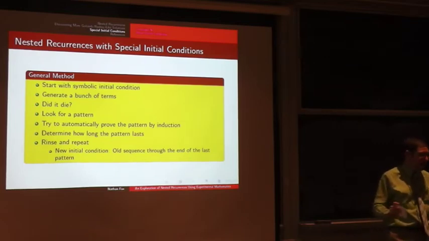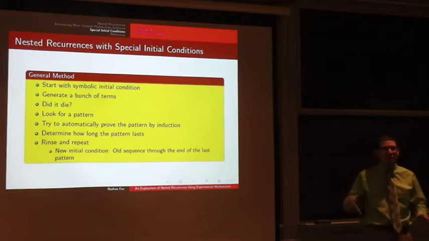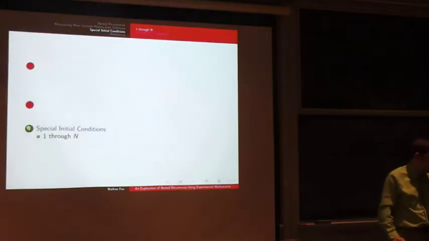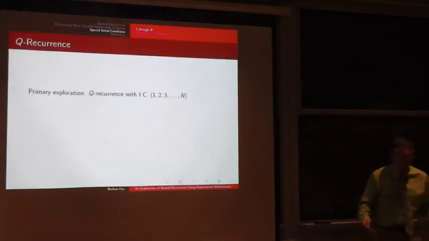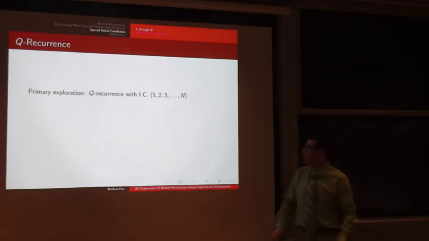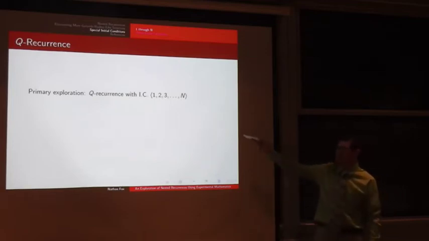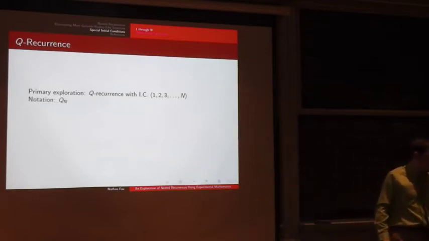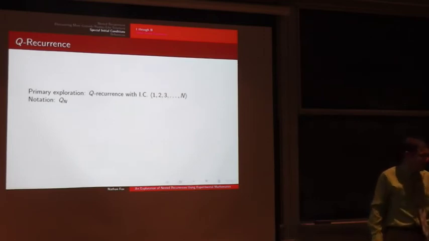So I actually did manage to sort of adapt my old methods to handle that a little bit, like specific cases. So I said assume 1 through n as your type of initial conditions. Now we're actually going to use 1 through n as our special type of initial condition. So we developed our method. Now we're going to use it here. So we're going to look at the Q recurrence first with the initial conditions 1 through n. We're going to use the notation Q sub n to denote the sequences.